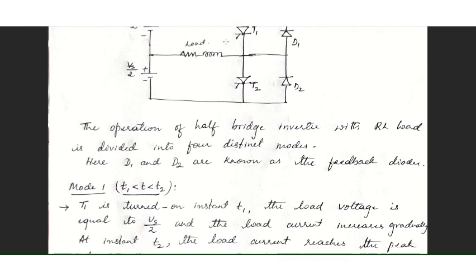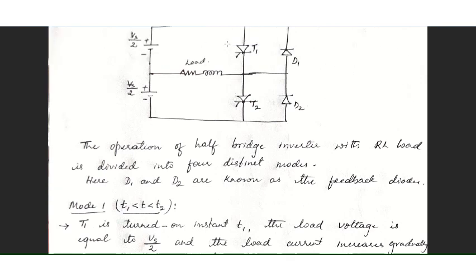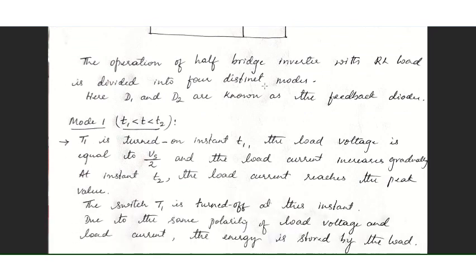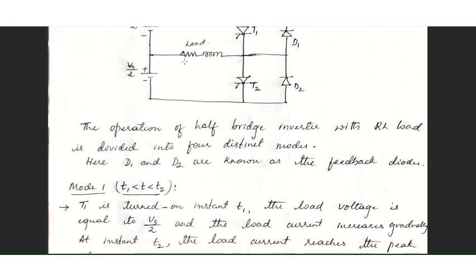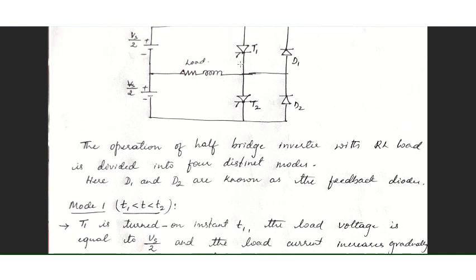And it reaches maximum value at instant T2. Now since the output voltage is plus Vs by 2 and the current is also gradually increasing, that is, the polarity of current is also positive, the energy is stored in the load, because the load is inductive. Now, when the current reaches maximum value, that is the time when T1 will be turned off.